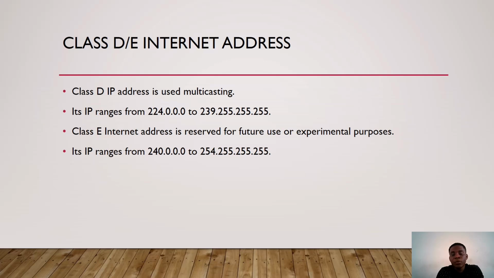This one is most likely used for scientific projects, and its IP address ranges from 240.0.0.0 to 254.255.255.255. Class D and class E internet addresses don't have any subnet mask.